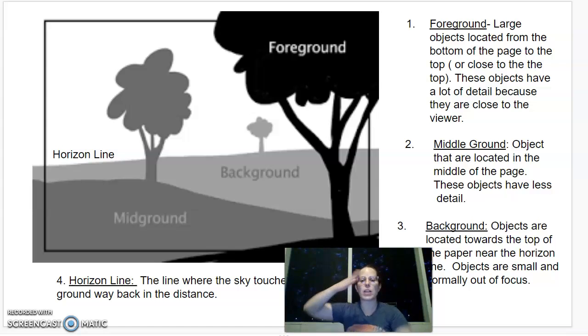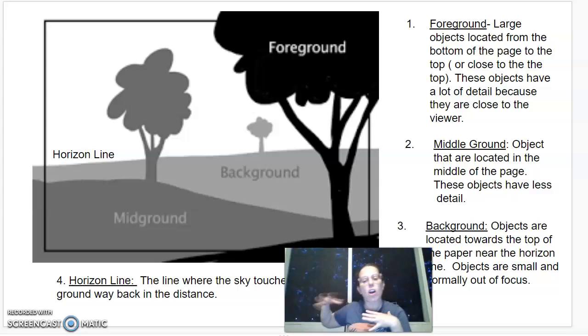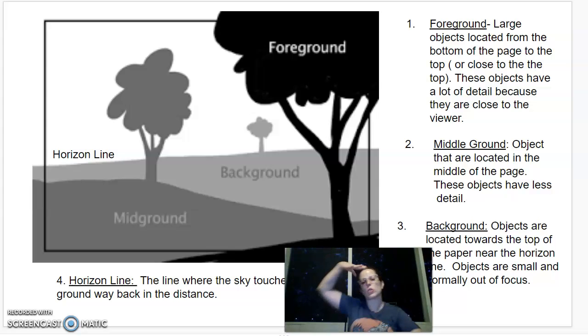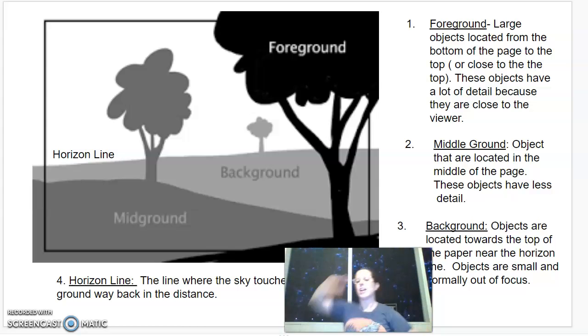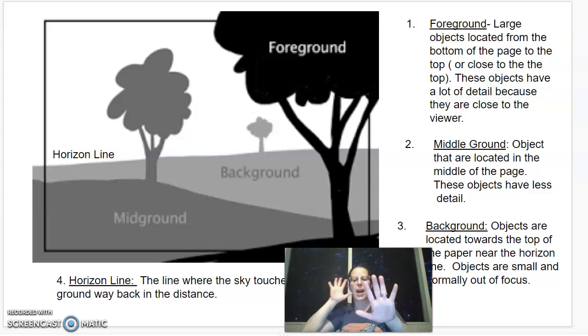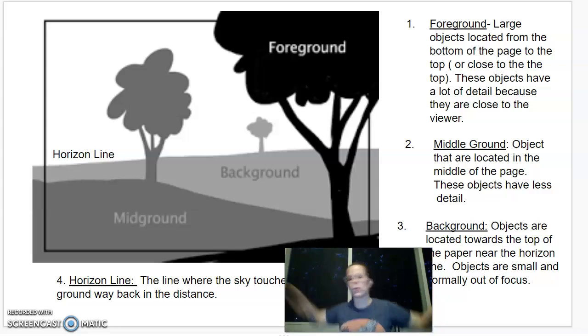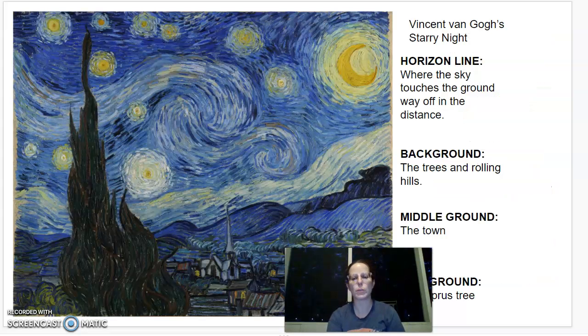Now, in a landscape, things are near the horizon line, where the sky touches the ground, off in the distance. When things are off in the distance, it's hard to view some of those things. Some of those things are small and out of focus because they're really far away, right? Because they're near the horizon line, off in the distance. So foreground, middle ground, background, off in the distance near the horizon line. Sky touches the ground.